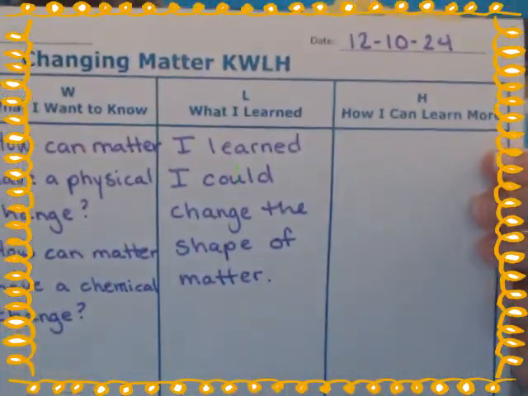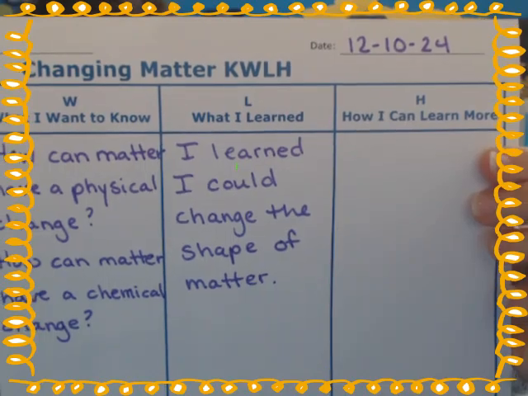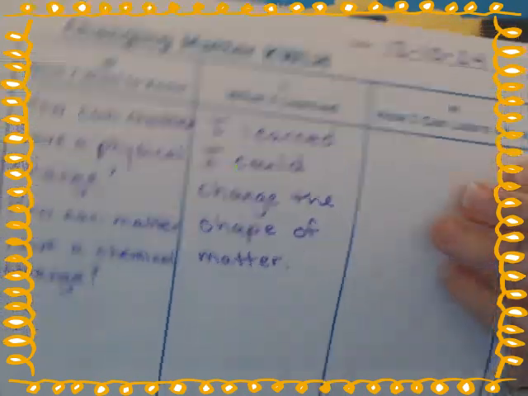I'm going to write, I learned I could change the shape of matter, right? We didn't change the matter, it was still the same. And we didn't change the amount of it, but we did change the shape. So in my L column, now I have, I learned I could change the shape of matter.